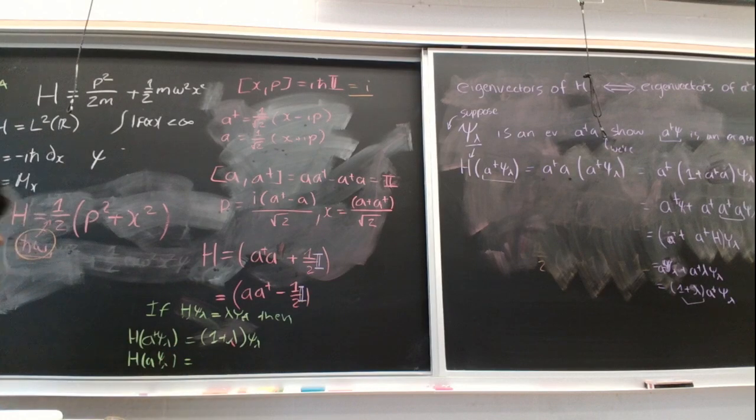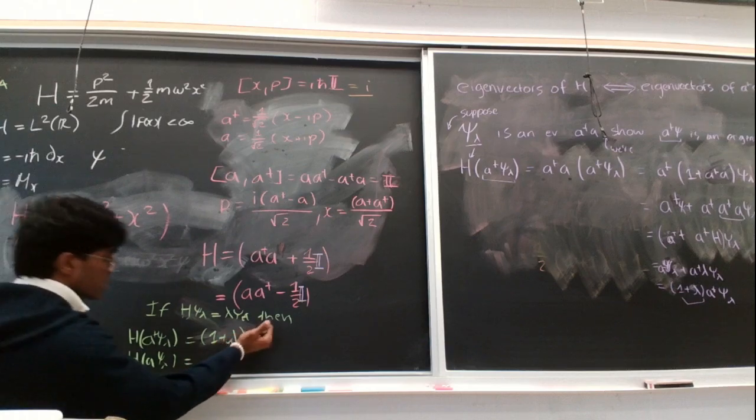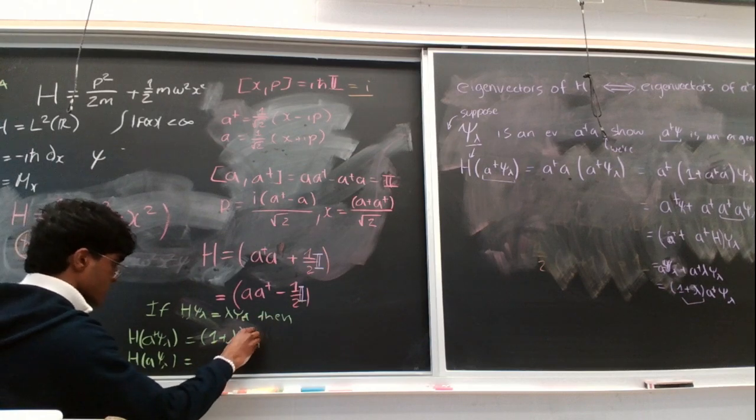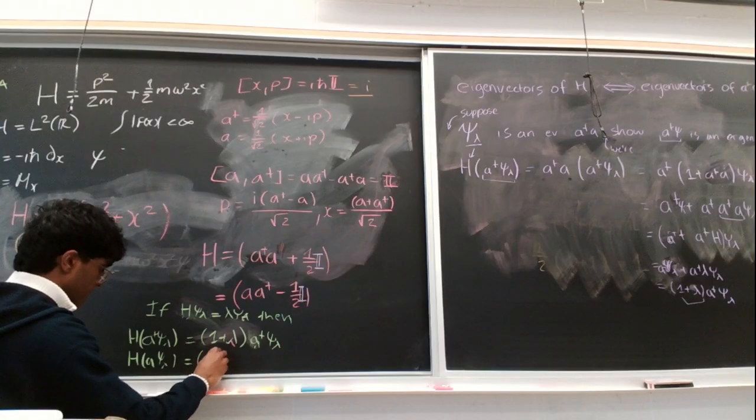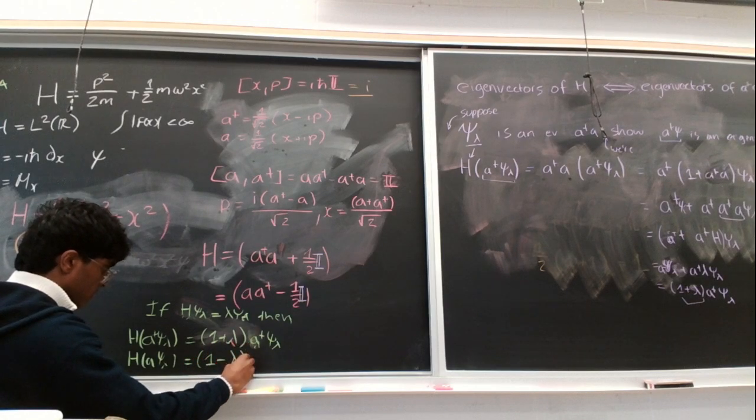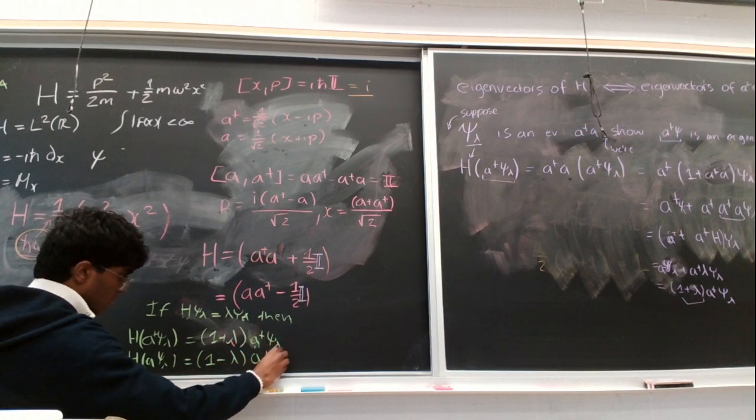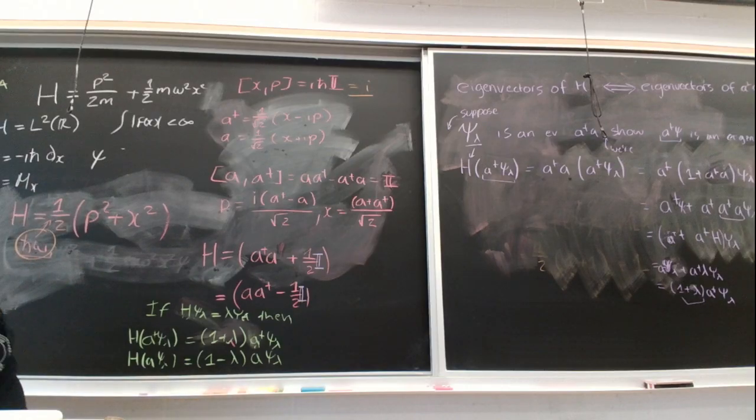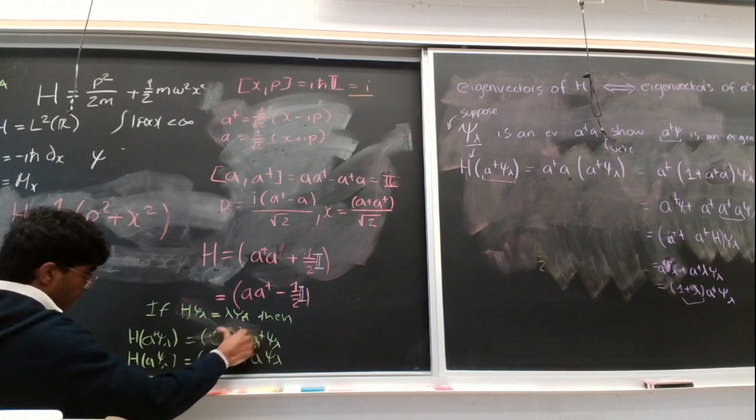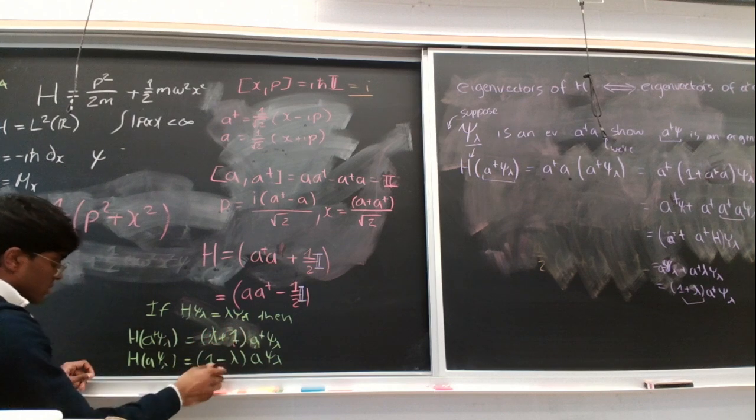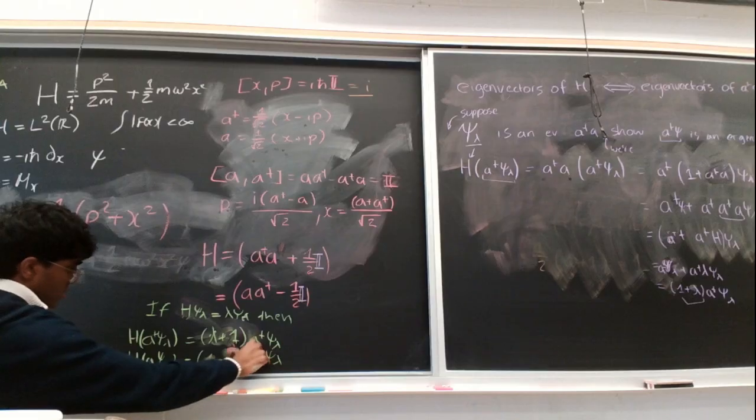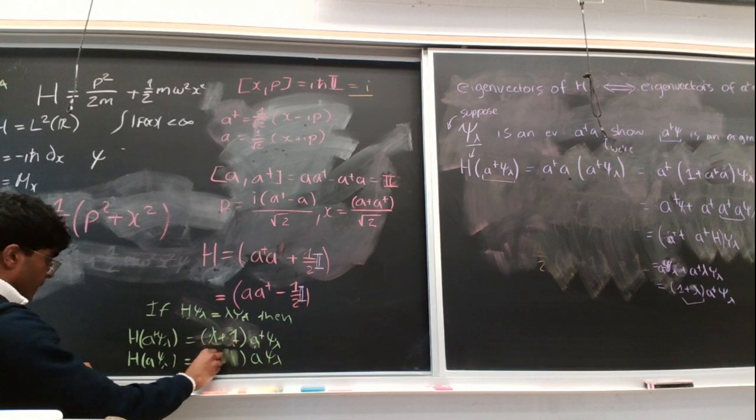There should be an A dagger on the side. Oh, whoops. Yeah. That's good. Very good. Is that right? No, that's not right. It's the other way around. It's lambda minus 1. The first one's right, lambda plus 1. The other one is lambda minus 1. So that way it lines up.